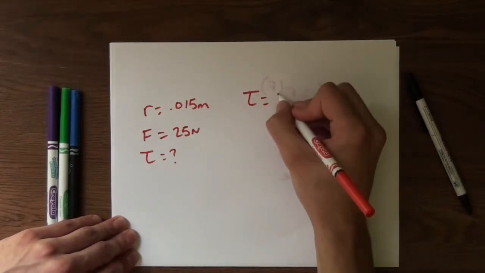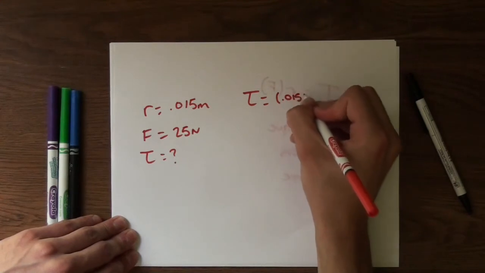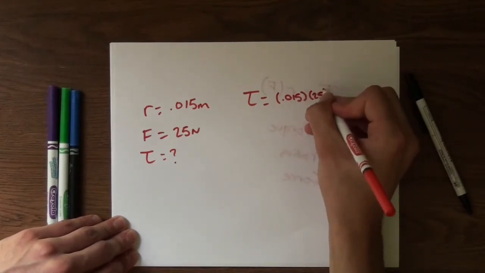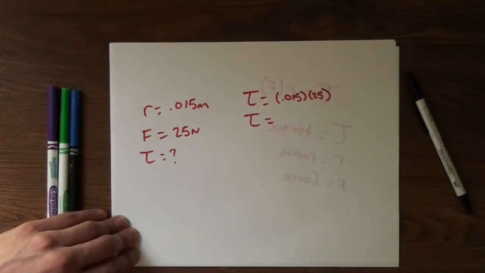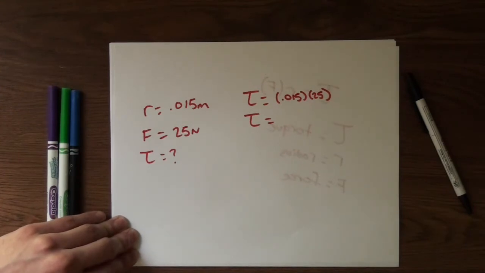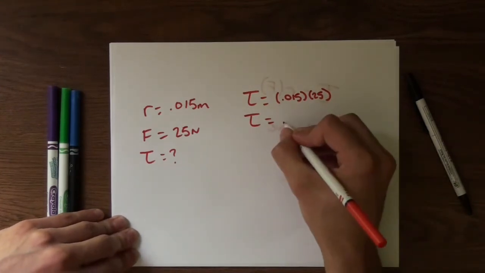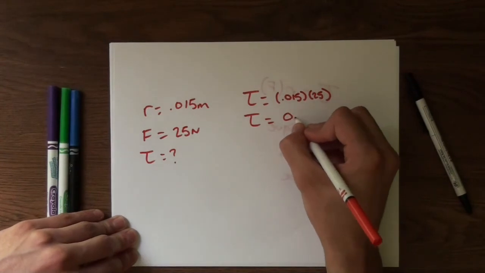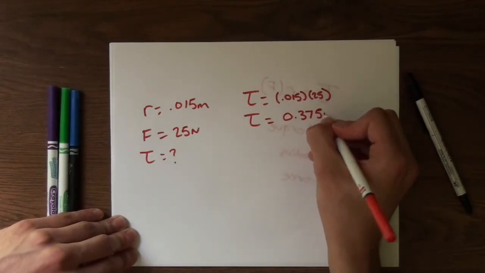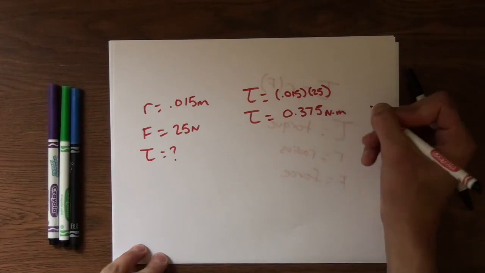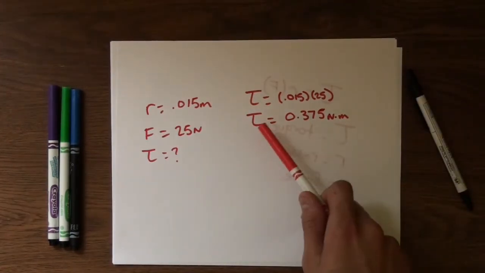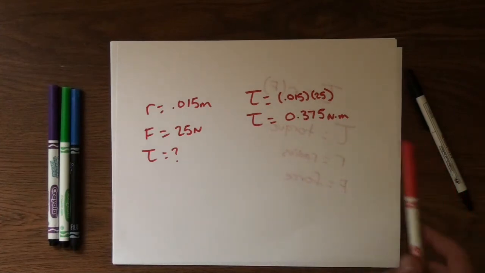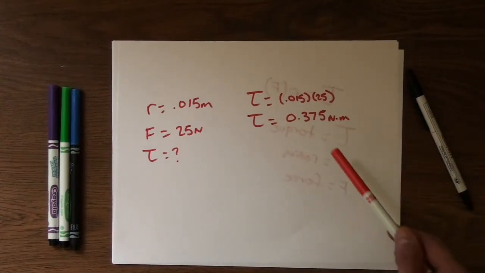Torque is going to be equal to 0.015 times 25 newtons. Through a simple calculation, we could find that the torque is going to be 0.375 Newton meters, which is the unit of torque. Now, a higher torque means that it will rotate faster, so a lower torque than this would rotate less, a higher torque than this would rotate more.